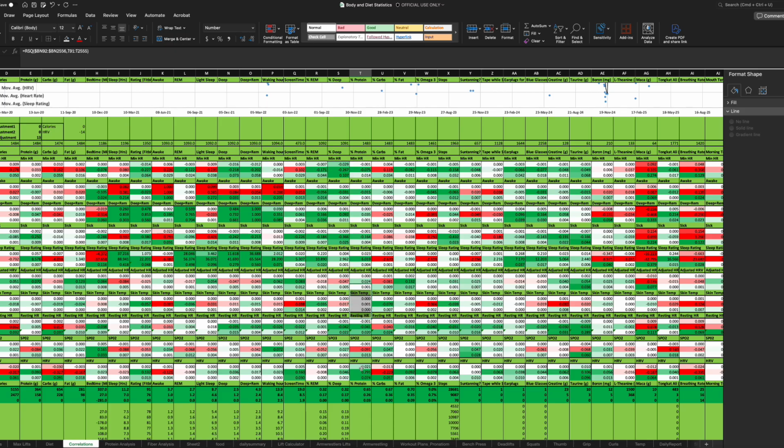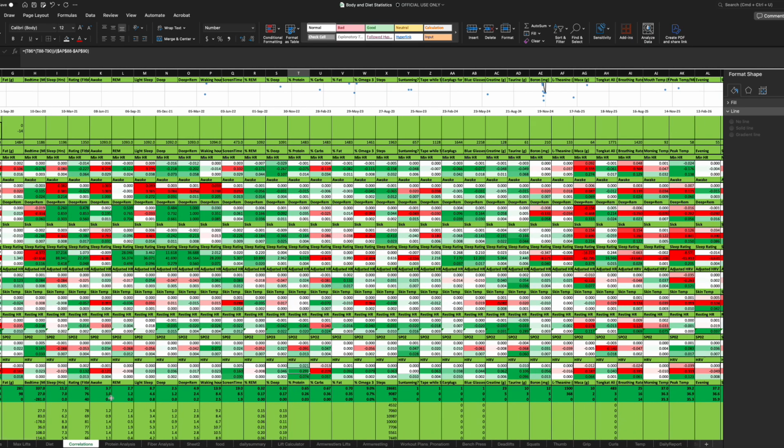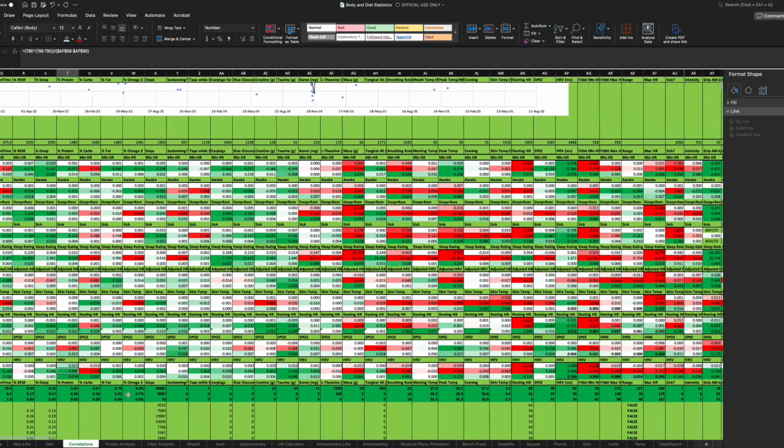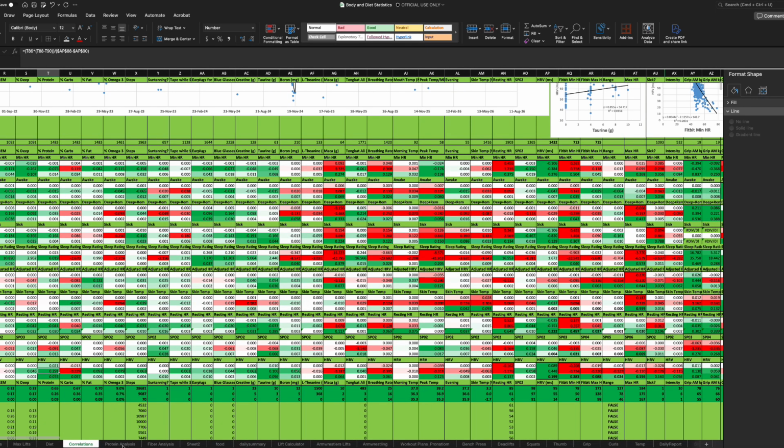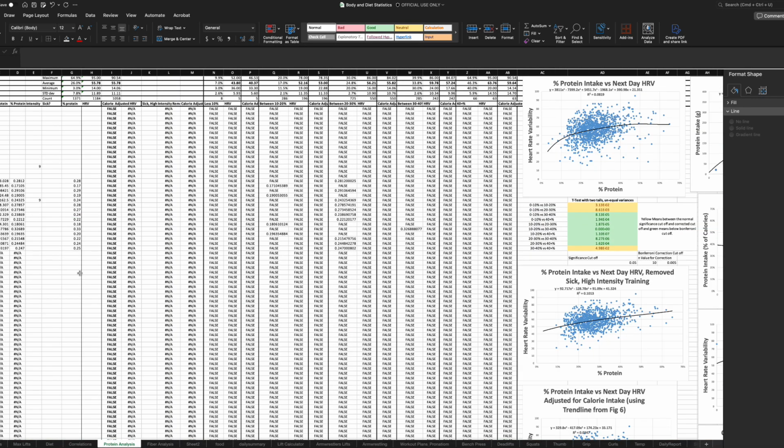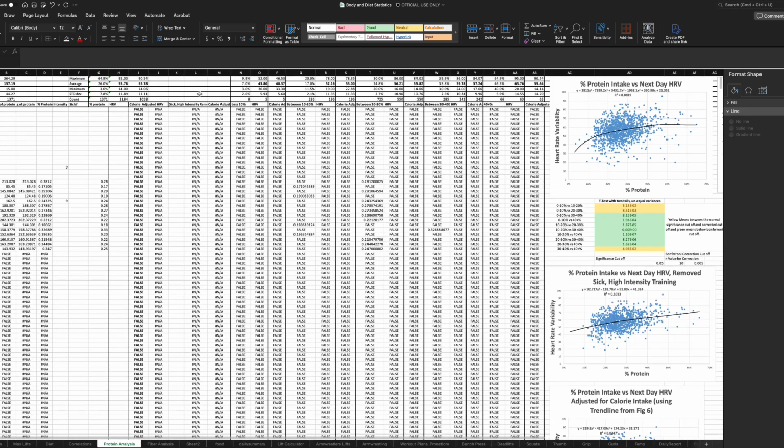So in order to look at that further, we've got the protein analysis. Basically, in this sheet, I took the percent protein, the HRV, and then I split it up into different groups. So here we've got the less than 10% protein group.